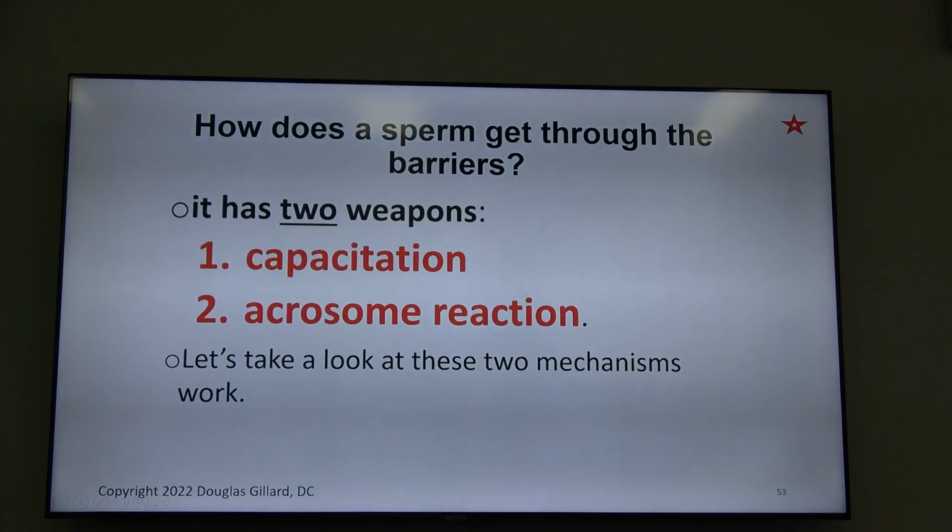What are the two weapons that the sperm has to cut through these layers? It's not an easy job to get the sperm in here. It has two weapons. They're called the process of capacitation and the acrosome reaction. Another high yield board stuff here, especially the acrosome reaction. We got to get into the weeds.